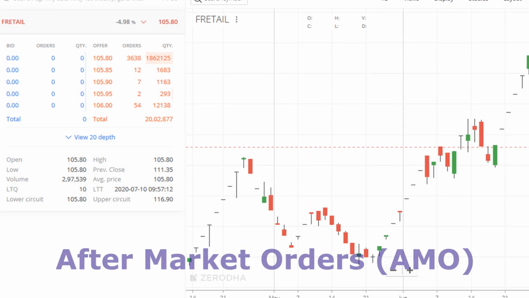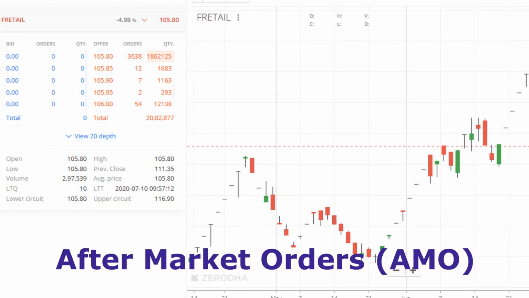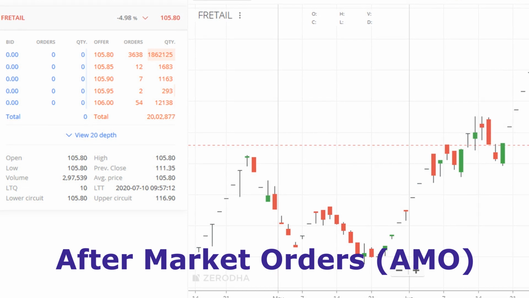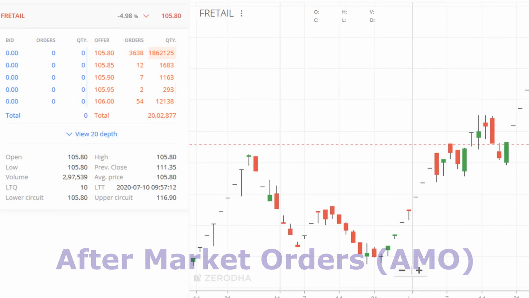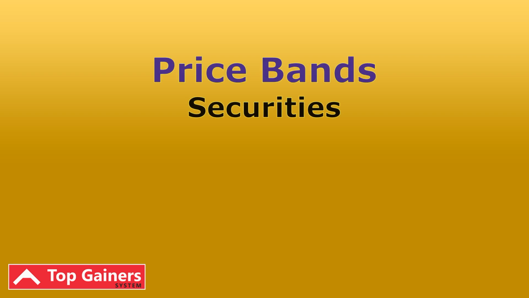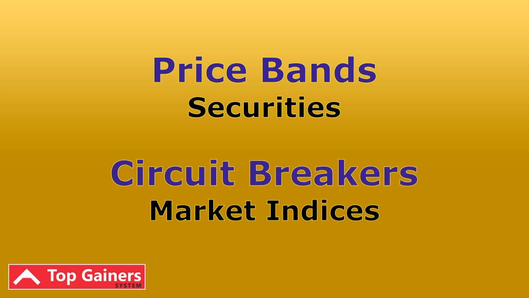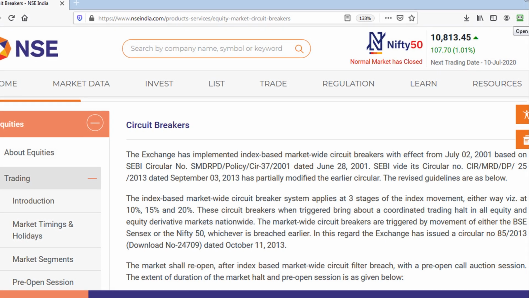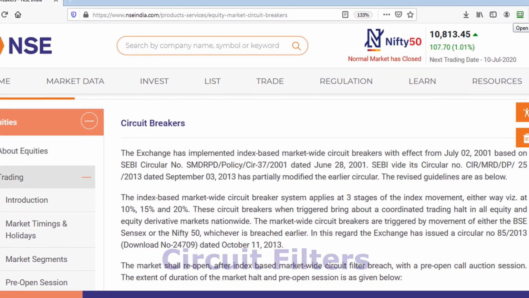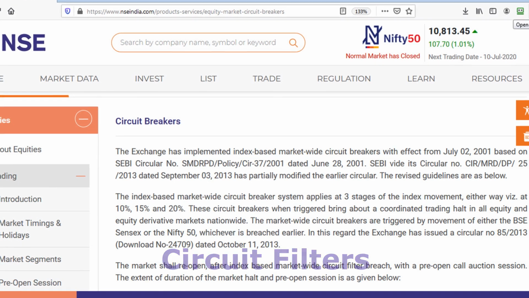Investors can also try aftermarket orders or AMO for buying or selling a stock which is hitting the upper circuit or lower circuit respectively. The price bands are applicable for securities. The index-based market-wide circuit breakers are applicable for the movement of the market indices Nifty 50 and Sensex. The exchanges set the price bands for all securities. The circuit breakers have been set by the SEBI, the market regulator of India. Sometimes upper circuits, lower circuits, and circuit breakers are termed as circuit filters.